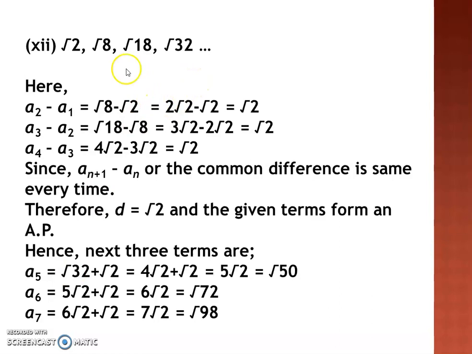Now root 2, root 8, root 18, root 32. This one you can simplify and write it if you want, like root 18 can be written as 3 root 2 and root 8 can be written as 2 root 2. So that subtraction will be easy for you. So common difference if you see here is root 2 only. So the terms are in AP, and with the help of that you can write the next three terms. That is root 50, root 72 and root 98.